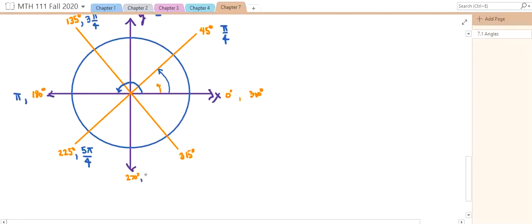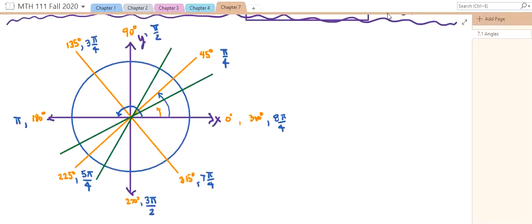270 is going to be 3 pi over 2. 315 is going to be, so this is 5 pi over 4. This is essentially 6 pi over 4. So this must be 7 pi over 4. And finally, we're at 8 pi over 4, or 0. Okay?